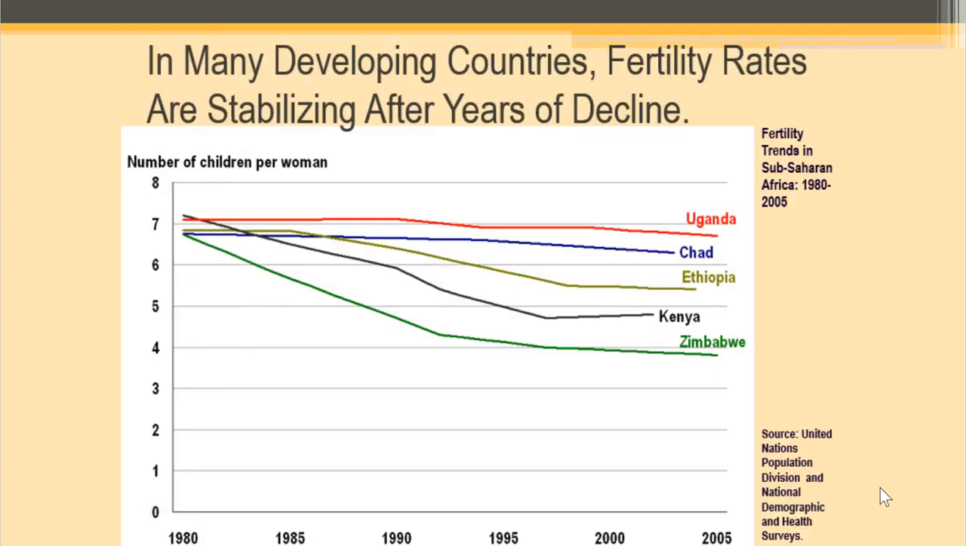All right, in many developing countries, fertility rates are stabilizing after years of decline. That's an interesting thing too, right? So what happens to cause fertility rates to stagnate as they are dropping? Because if you look at these numbers, they're still exceedingly high, and total fertility rates in sub-Saharan Africa average between 4 and 5, right? And that is a lot. And there are some countries that will go as high as 7. So this is an interesting conversation that we're going to have in class.